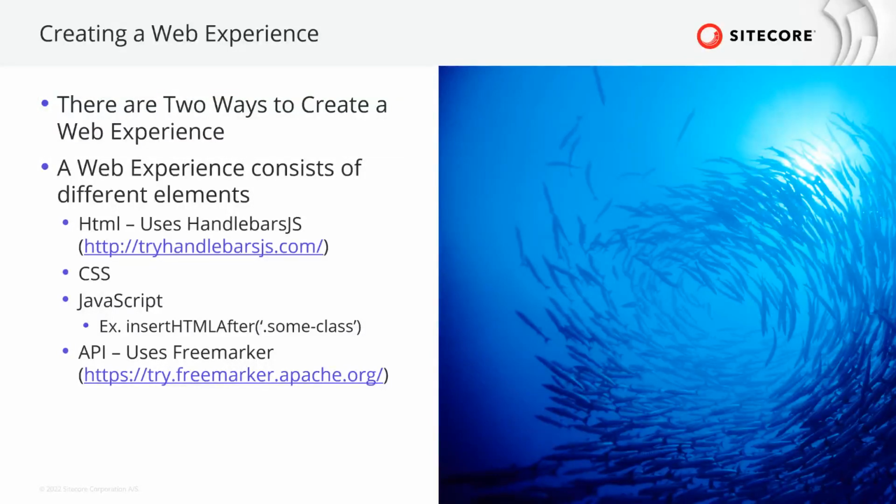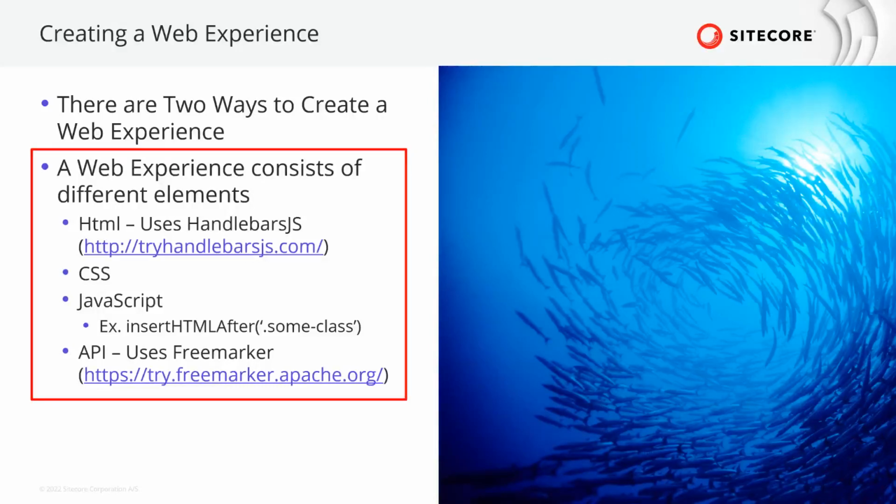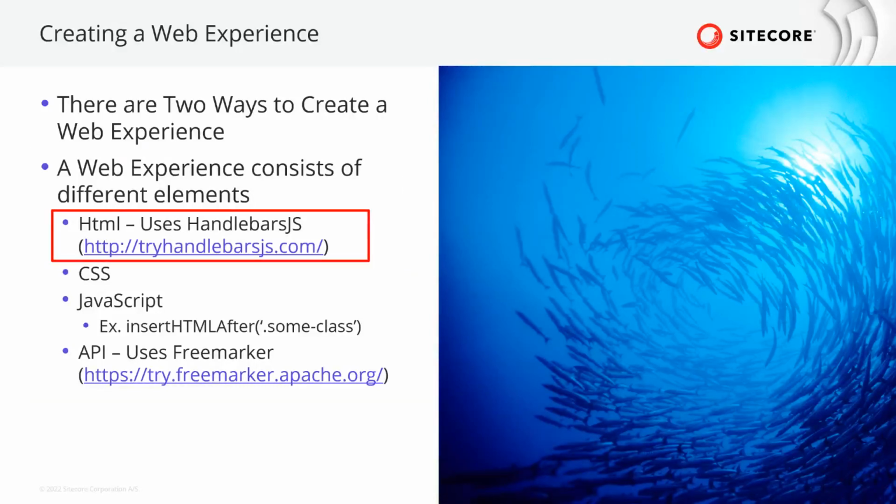So a web experience typically consists of different elements, four to be exact. There's the HTML part. This is the schema or structure to what you're injecting into your site based on the web experience. So for example, if you want a pop-up based on a web experience trigger, then this would contain the code for the pop-up itself.